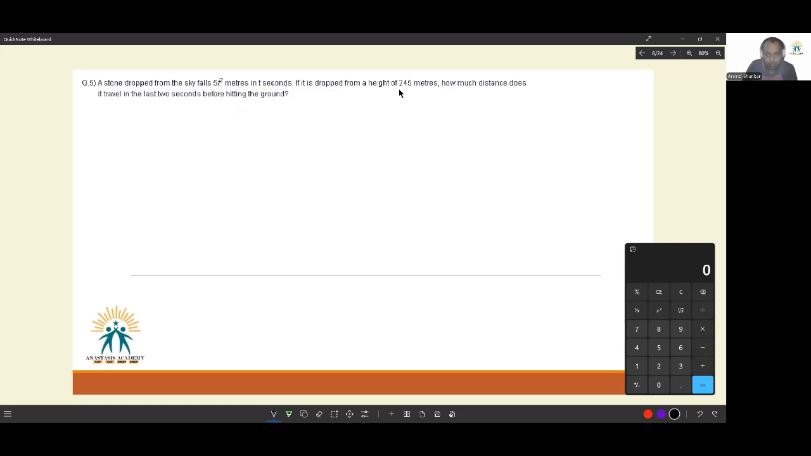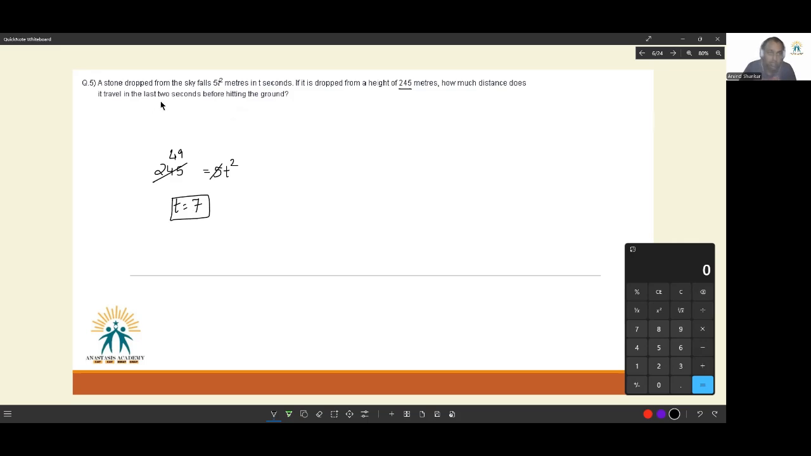Let's see. It is dropped from a height of 245 meters. So the distance traveled 245 is equal to 5t square, just to figure out how much total time is taken. So 5 and 5 cancel gives me 49. T square is 49. So our stone has traveled for 7 seconds in total.